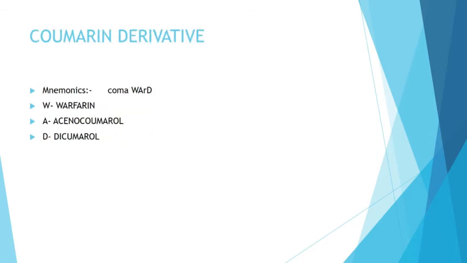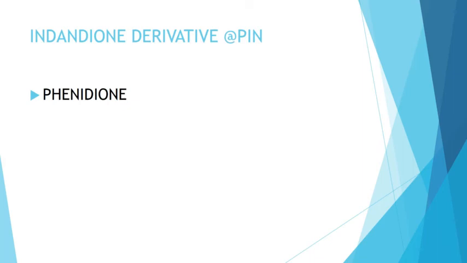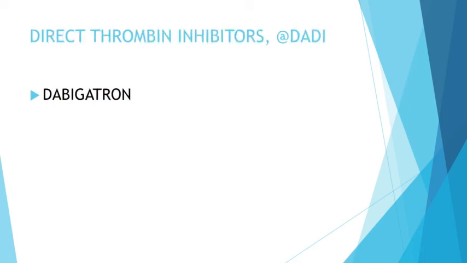The first is coumarin derivatives. To remember warfarin, acenocoumarol, dicoumarol, we have the mnemonic COMA-WARD. COMA stands for coumarin, and WARD: W is warfarin, A stands for acenocoumarol, D stands for dicoumarol. And next is the indandione derivative, PIN. IN stands for indandione, and P stands for phenindione.